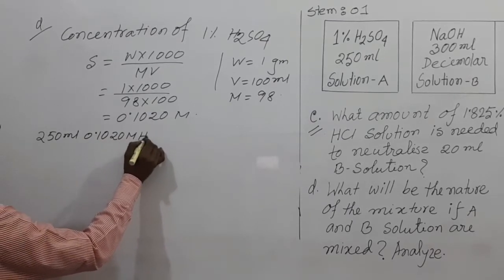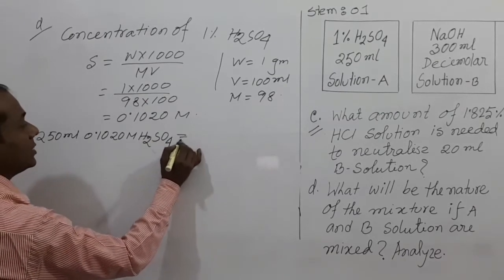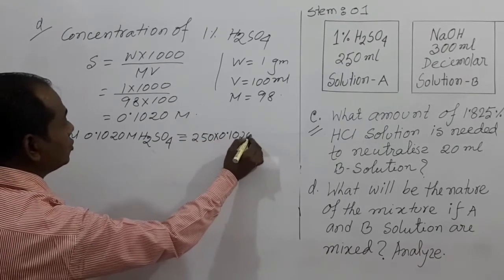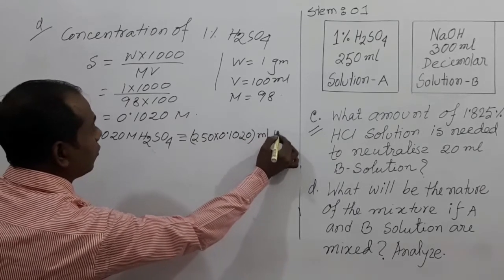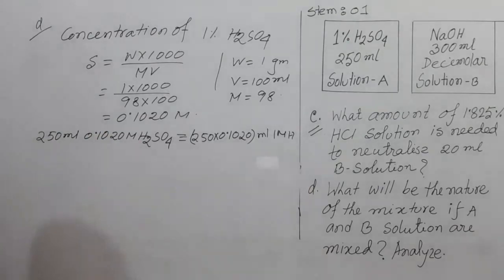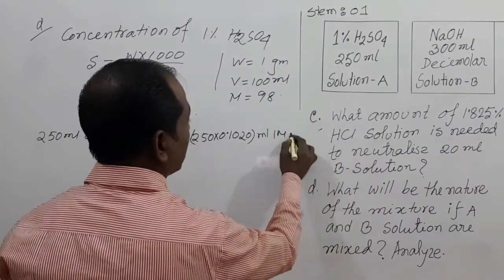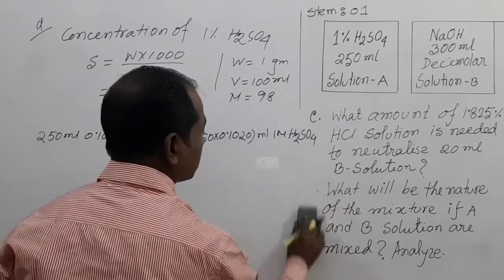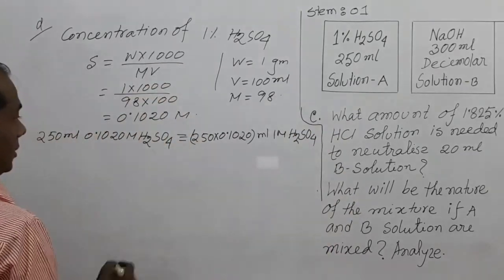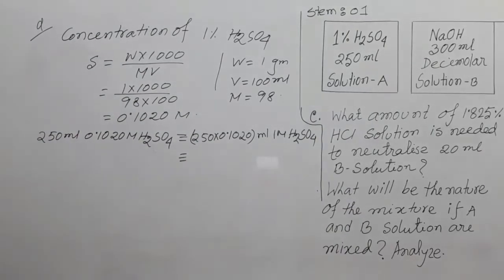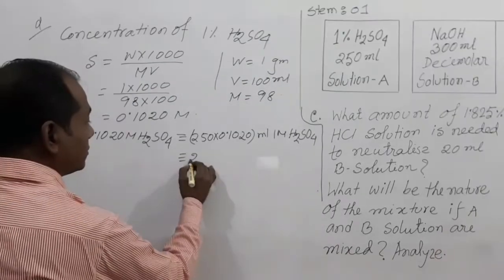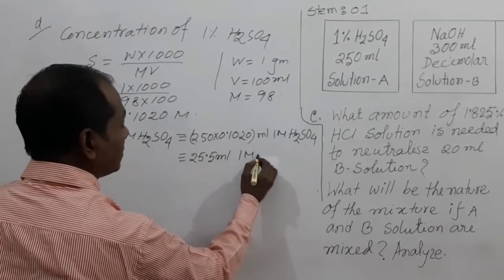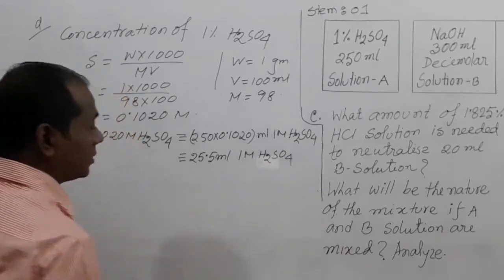Now, my dear students, to convert the concentration into 1 molar, we write 250 ml of 0.1020 molar H2SO4 is equivalent to 250 into 0.1020 ml of 1 molar H2SO4. That is, we get 25.5 ml of 1 molar sulfuric acid, H2SO4 solution.